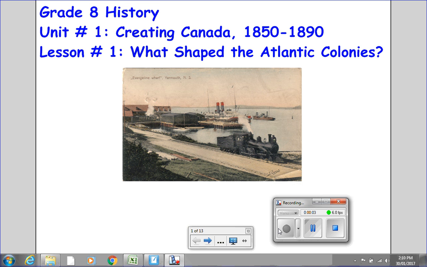Welcome to Grade 8 History, Unit Number 1, Creating Canada, 1850 to 1890. This is Lesson Number 1, What Shaped the Atlantic Colonies?